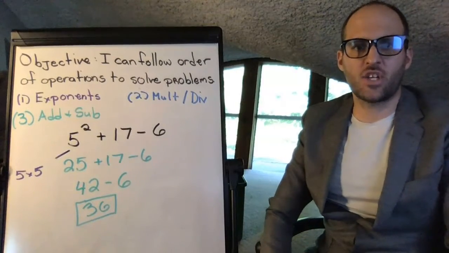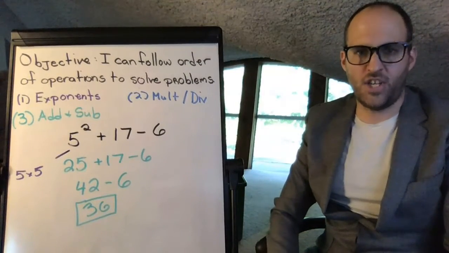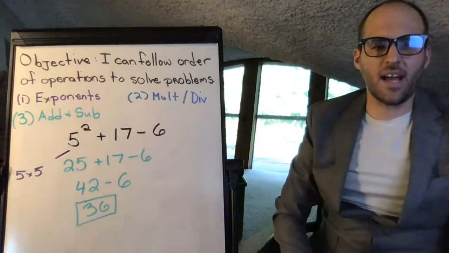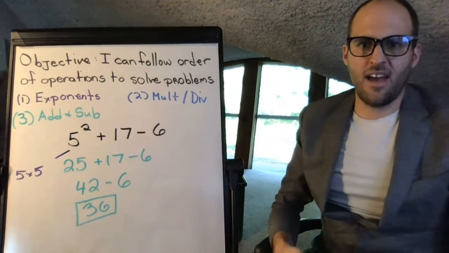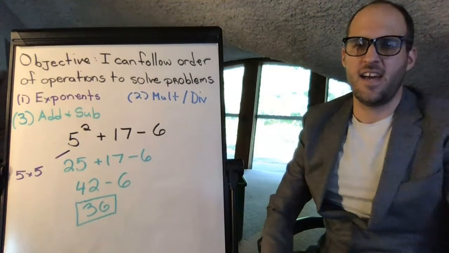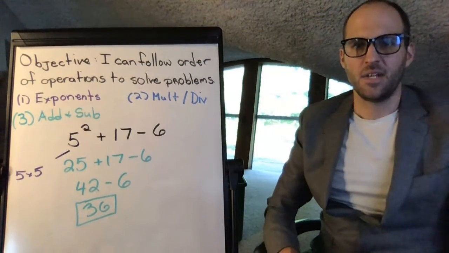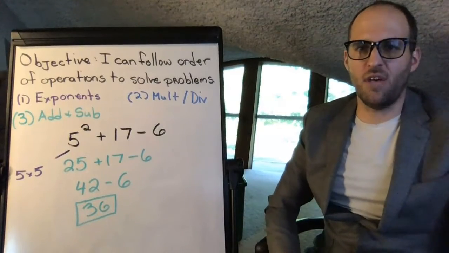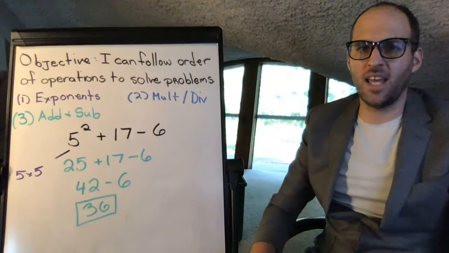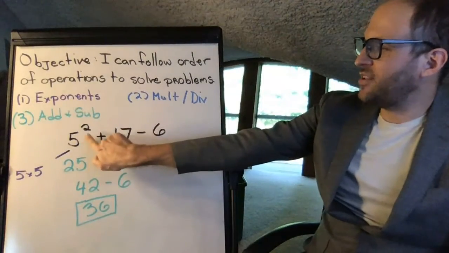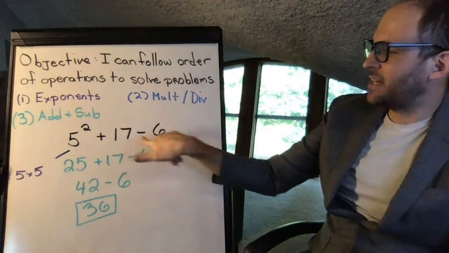Today we've added an extra step to the order of operations. We have added exponents today. So exponents outrank every other operation. It outranks multiplication, division, adding, and subtracting. So if you have an exponent in your problem, you have to solve it first before you do any other work today. So if you look here, we have 5 to the second power plus 17 minus 6.